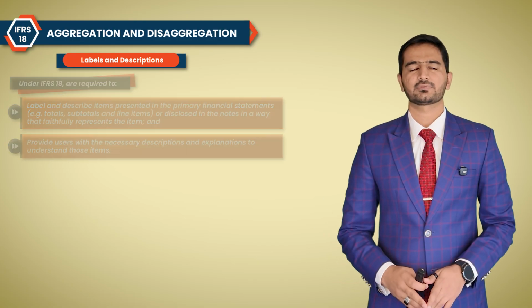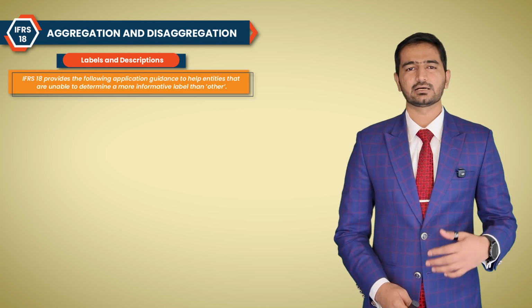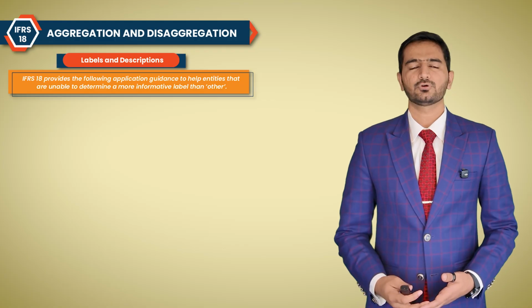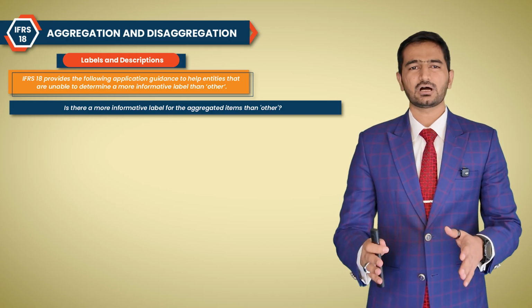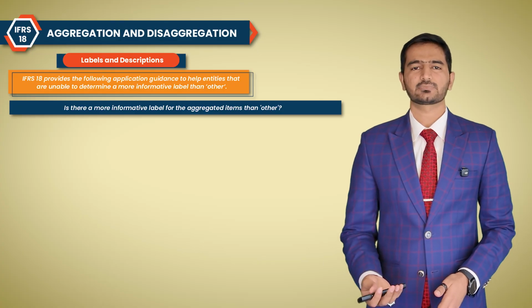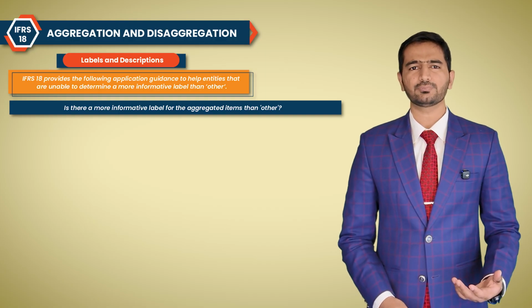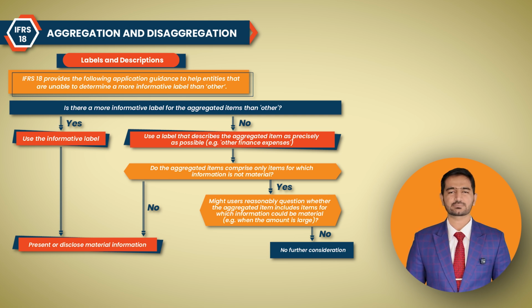Let me give an example. Have you seen financial statements that use the label "others" a lot? Like other income, other assets, other liabilities, everything is just other. Now tell me, what does other even mean? It's very vague, right? So IFRS 18 tells us don't just use generic labels like others unless you really have to. If you have to aggregate smaller items into one group, then use a more informative label. Like instead of other expenses, write other operating expenses. That gives a bit more context.